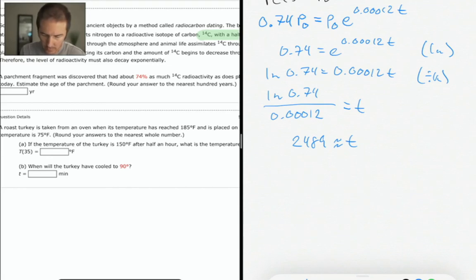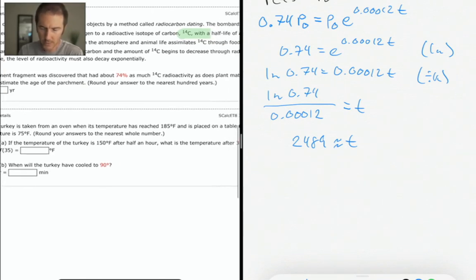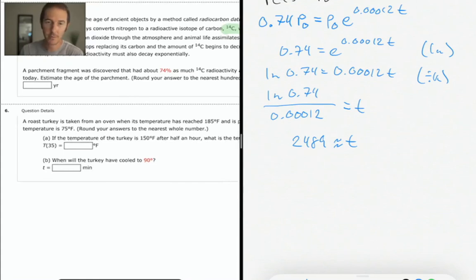Now, this does say round your answer to the nearest year. Sometimes you run into problems like this and you always want to round up, because really after 2,489 years, I would not have gotten all the way down to 74%. It would still be 74.013% or something. So in order to make sure that you get all the way down to 74%, sometimes you have to round up to the next year. But here it says round your answer to the nearest 100 years. So we are, in this case, rounding up. If I were typing in my answer into WebAssign here, I would type in 2,500.